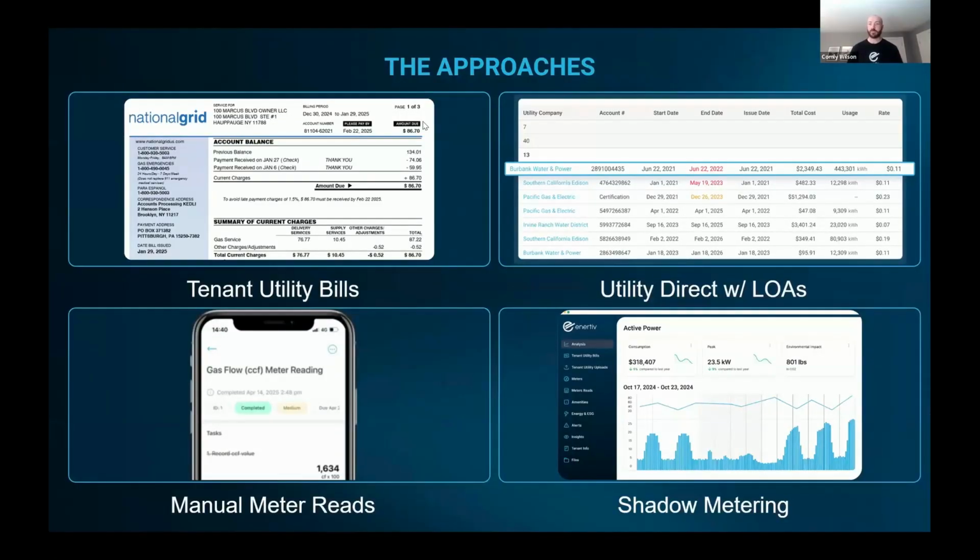So there are 4 different approaches we're going to talk about today and go in depth into the pros and cons of each. Tenant utility bills, basically getting tenants to share their utility bills. Pretty straightforward. Utility direct, where you get the data for the whole building directly from the utility itself. Manual meter reads, where somebody physically on site reads the meter. Or shadow metering, where sensors are installed to capture this data in real time.